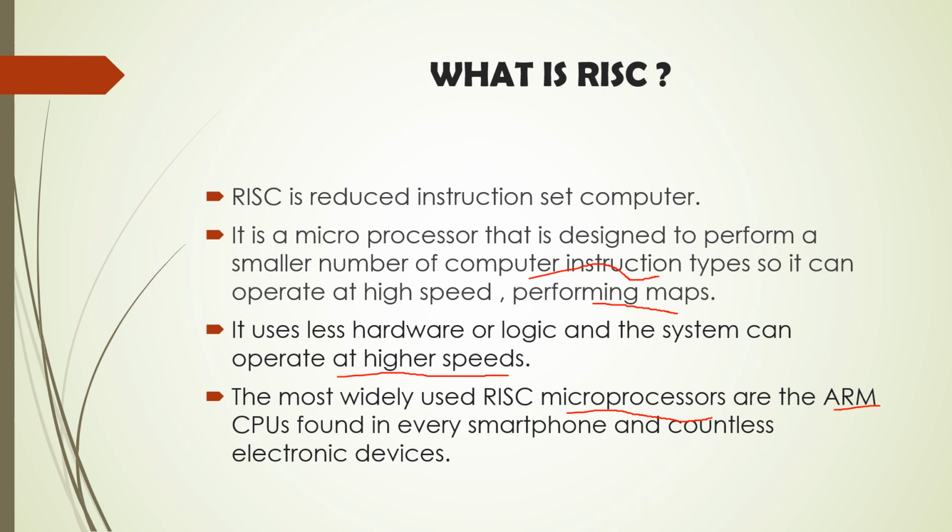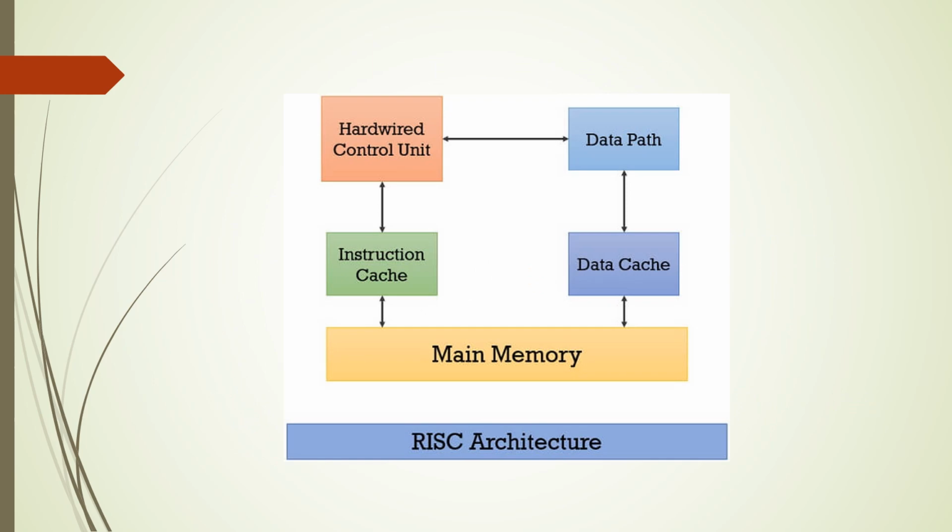Let us see what is the ARM full form. ARM stands for Advanced RISC Machine. Let us see the architecture of RISC. The architecture of RISC is given here. The architecture of RISC contains hardware control unit, data path, data cache, instruction cache, and main memory. This is the architecture of RISC, where RISC performs its operations with respect to the architecture that is given.